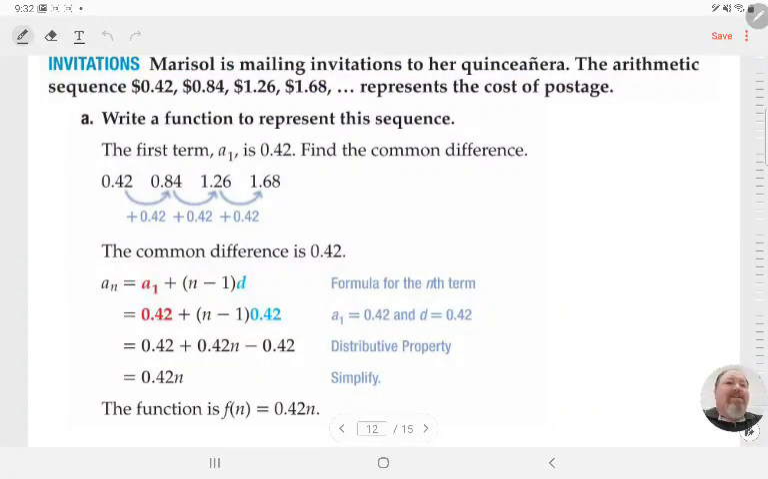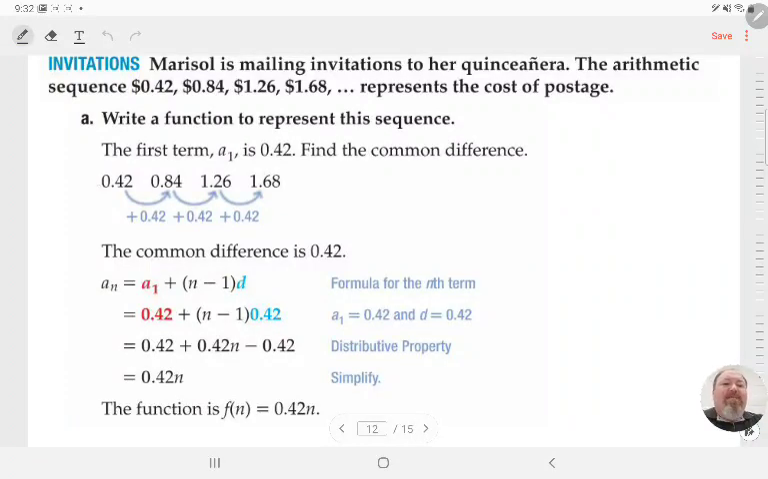Marisol is mailing invitations to her quinceañero. The arithmetic sequence of 42 cents, 84 cents, $1.26, and $1.68, and on, represents the cost of postage. They want to write a function to represent this sequence.